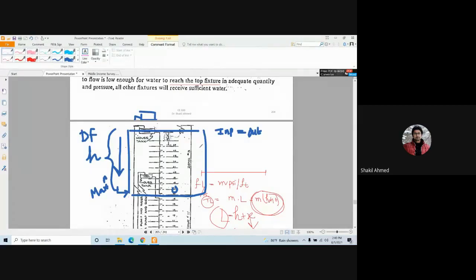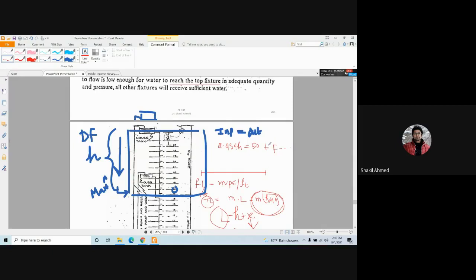Your input is what? You're gaining energy from the overhead, from the potential energy. So 0.434 times H is your input here. The higher the H, the higher the input, the higher the pressure. So your input is 0.434 H. And the output is what? Output is 50 plus frictional losses and others.